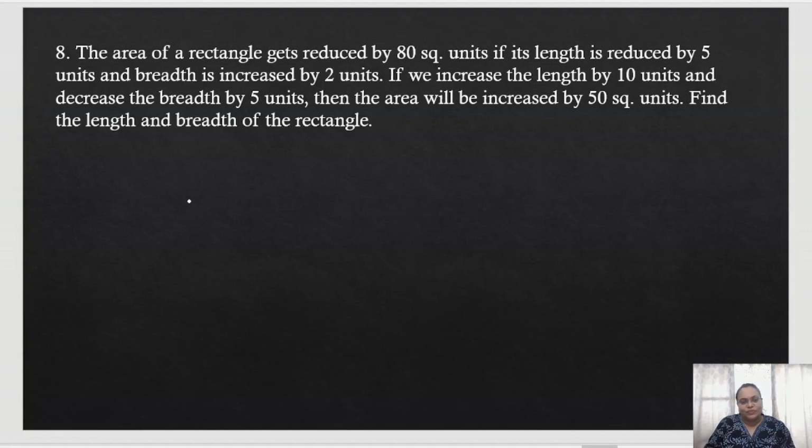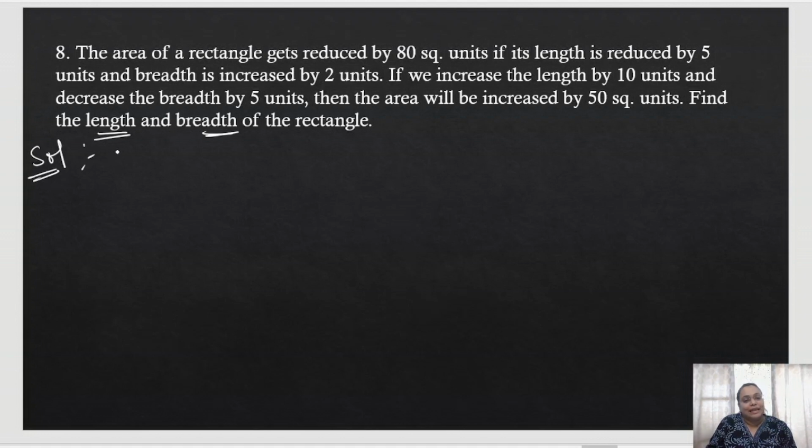So let us see the next question. The area of a rectangle gets reduced by 80 square units when its length is reduced by 5 units and breadth is increased by 2 units. If we increase the length by 10 units and decrease the breadth by 5 units, then the area will increase by 50 square units. Find the length and breadth of the rectangle. Okay, so let us solve the problem.